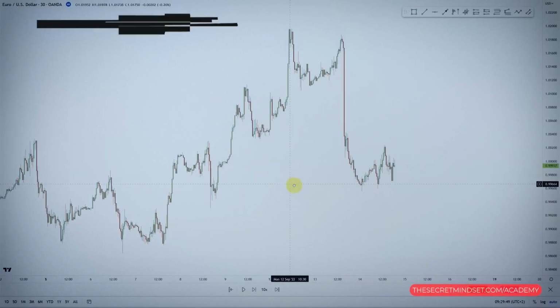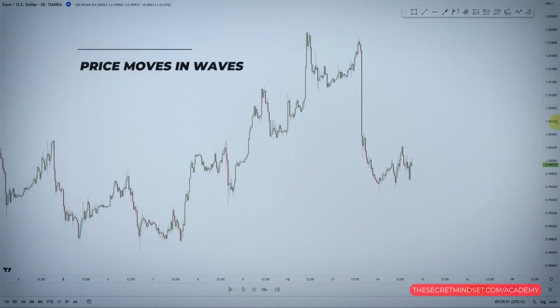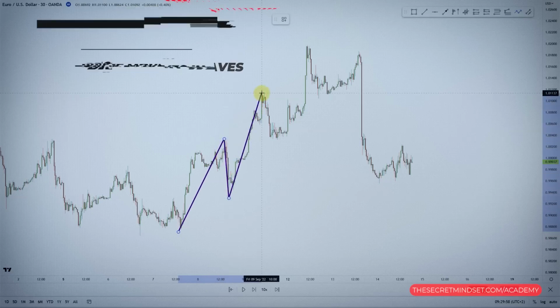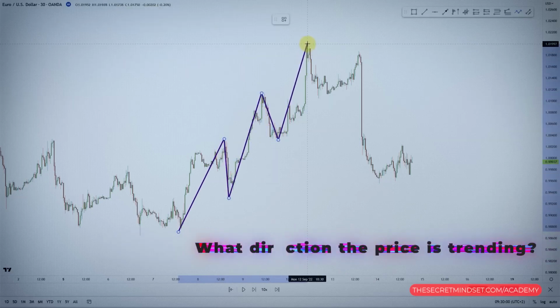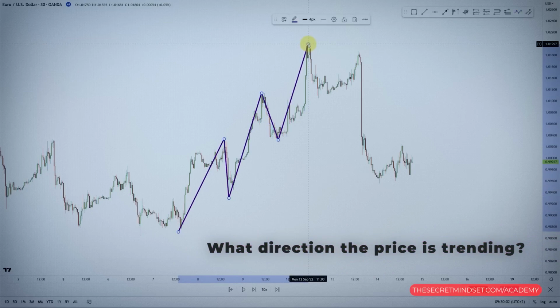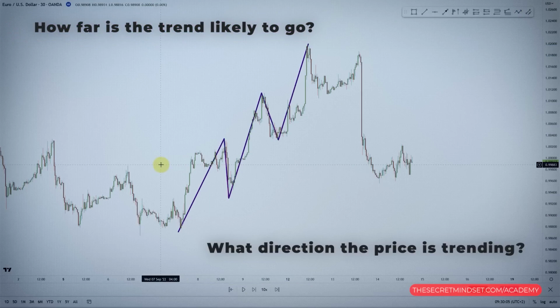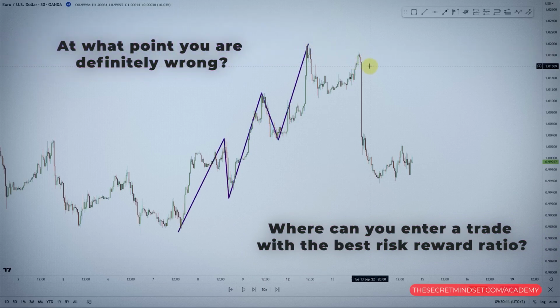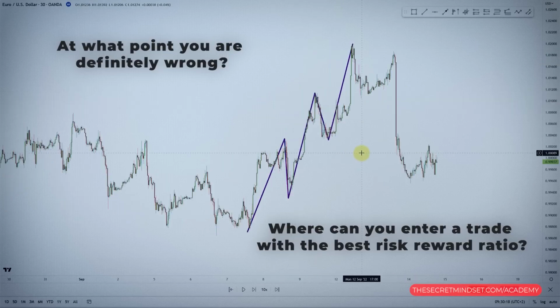Financial markets have price movements that repeat over and over again. These movements are called waves. When you are analyzing a market, you need to answer 4 key questions. What direction is the price trending? How far is the trend likely to go? Where can you enter a trade with the best risk-to-reward ratio? And most importantly, at what point are you definitely wrong? Elliott wave theory answers all these questions.